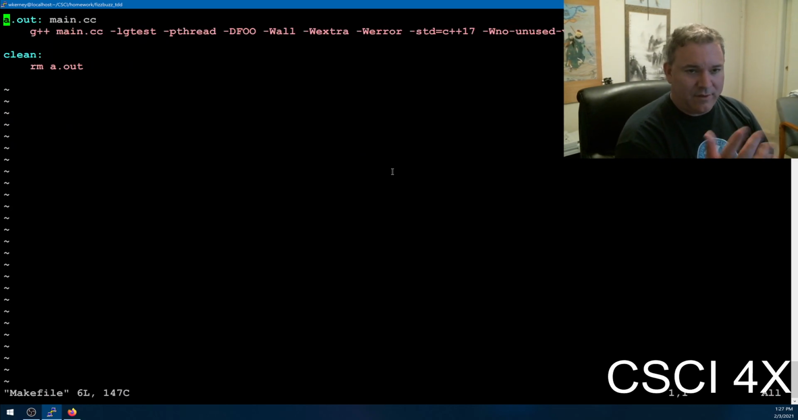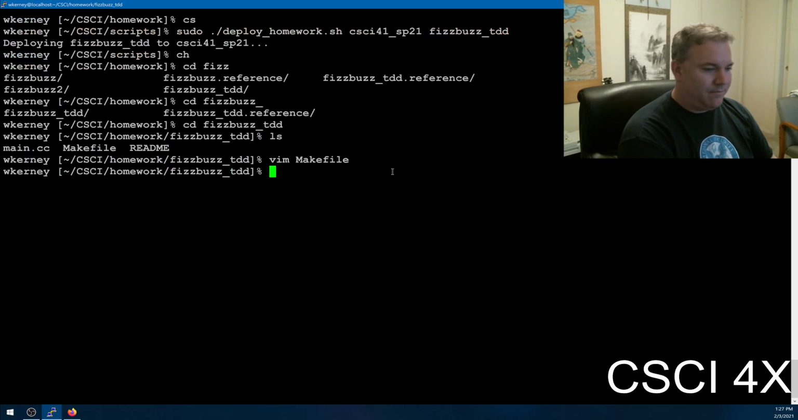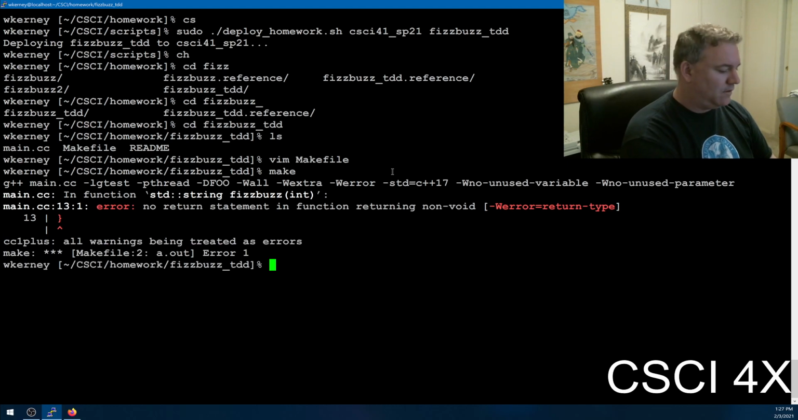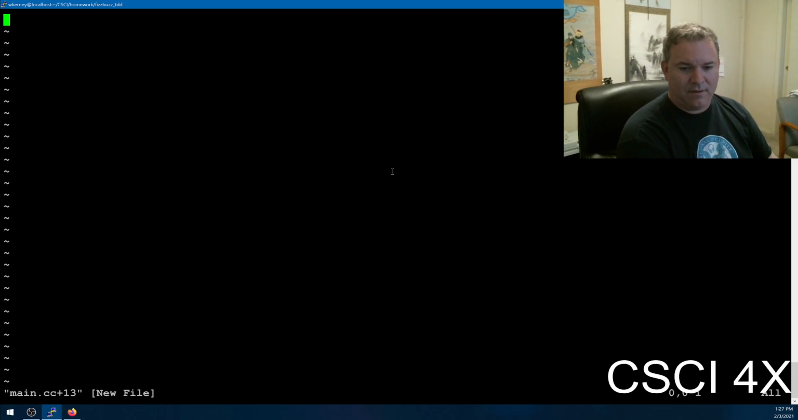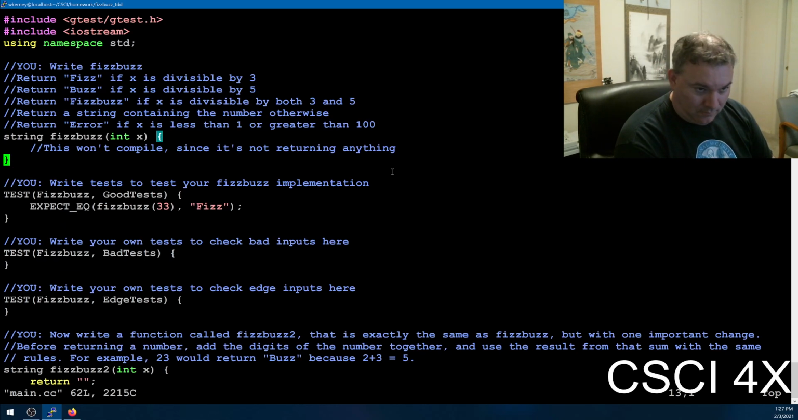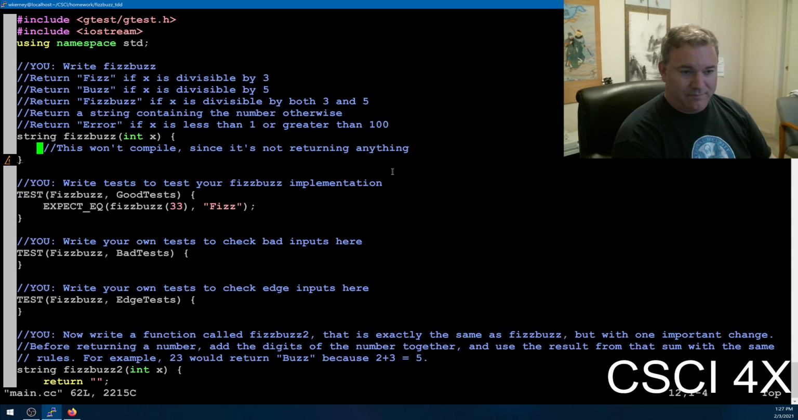Again, there's a makefile, so use the makefile to build it. Use make to build it, I should say. Make. Error: no return statement, then main.cc line 13. Yeah, you should probably put something in there.